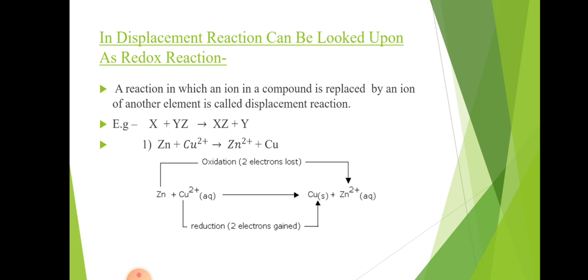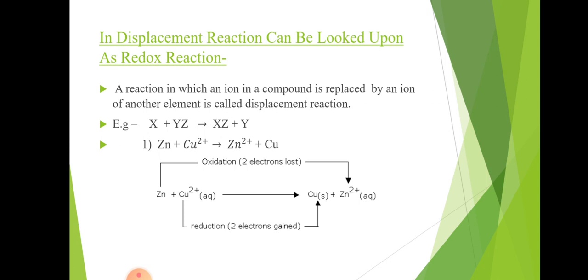First of all, what does the displacement reaction mean? A reaction in which an ion in a compound is replaced by an ion of another element is called the displacement reaction. In general, suppose X is one element, then it combines with another, YZ, then that gives XZ plus Y. Actual example is Zn plus copper ion, that gives Zn 2 plus ions and the copper.